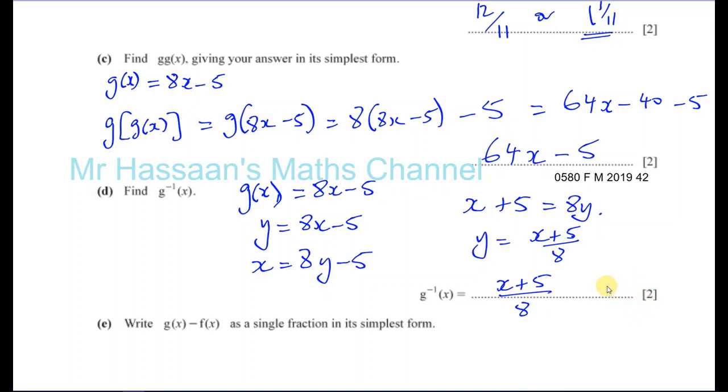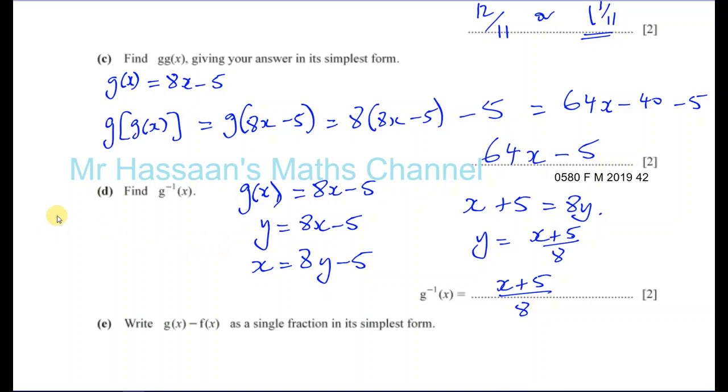Okay, the inverse of a function, you basically write it as, instead of g of x or h of x or whatever, you write y equals, and then wherever you see the x, replace it with a y, wherever you see the y, replace it with an x, and then make the y the subject. In so doing, you will have found the inverse of the function.